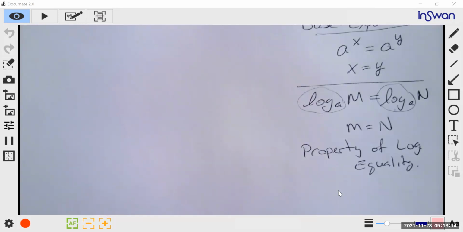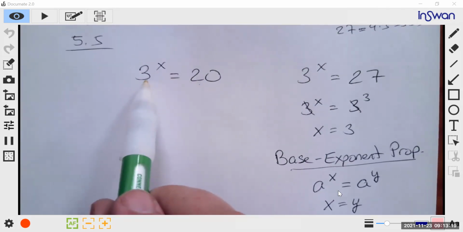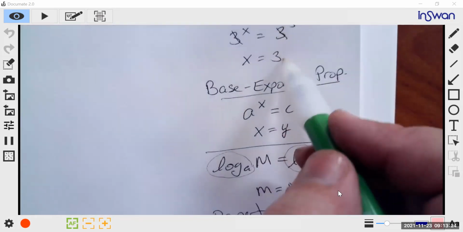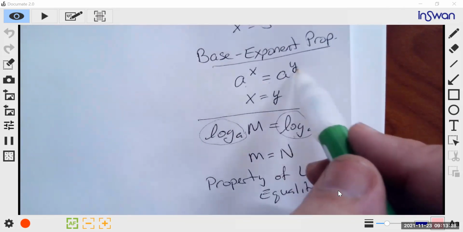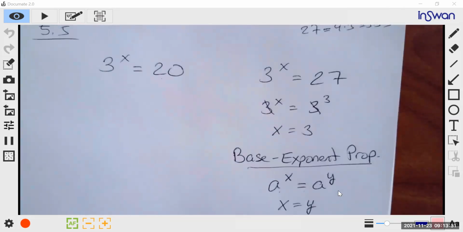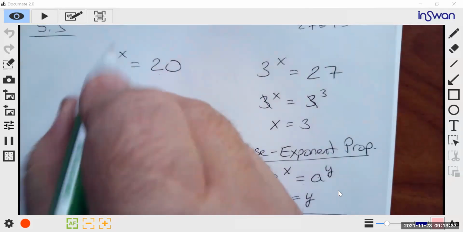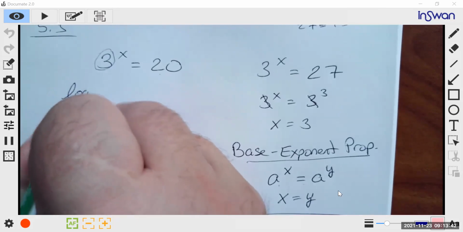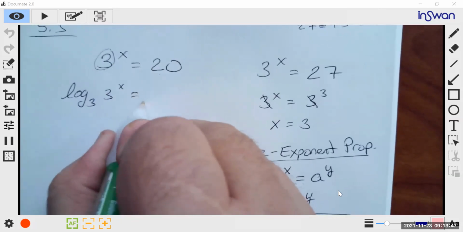All right, so let's look at our example here. 20 is not a power of 3. Here's another type. If we can get them to the same base, that's great. If we have the same exponents, the same bases, great. But here we have a problem. x is the exponent, different base. So the way we do this is, since this is the only one that has an x, we can take the log base 3 on both sides.